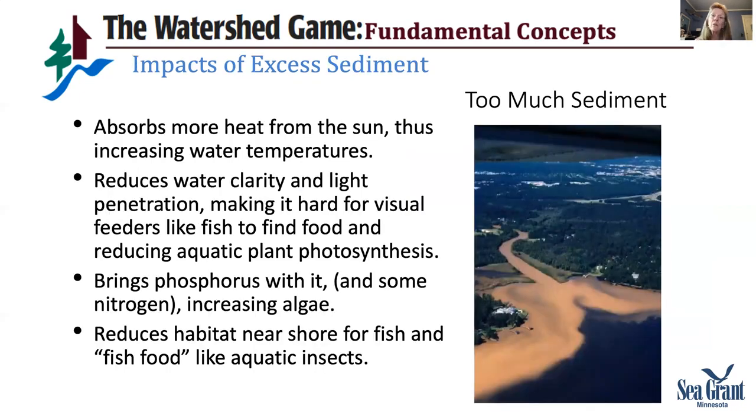All right, so now let's switch to sediment. When you think about sediment getting into water, this is from the St. Louis River coming into Lake Superior. It's a tributary that just is on clay banks and it erodes like crazy. All that sediment absorbs more heat from the sun and thus can really increase water temperature significantly. It also, as you can tell, reduces water clarity and light penetration. We already sort of mentioned that in the last slide. It also, as we talked about, phosphorus sticks to sediment. It brings phosphorus with it as well as some nitrogen, increasing potential for severe algal blooms. And it reduces habitat near shore. We talked about that a little bit too.